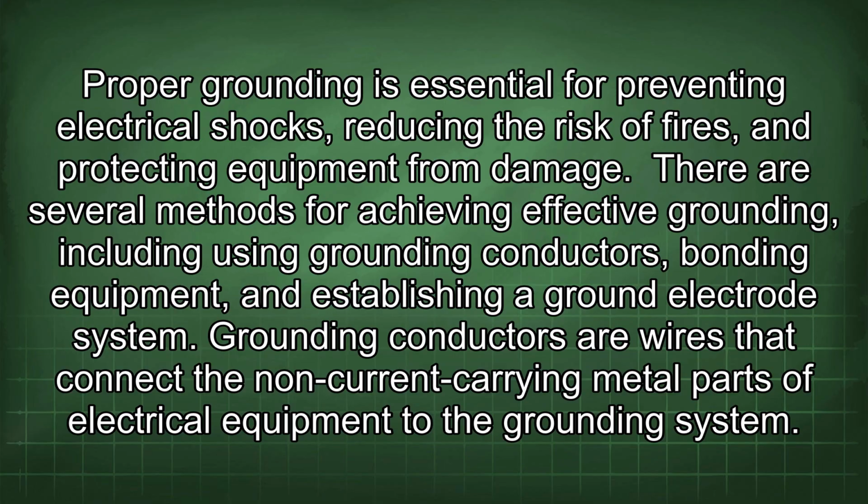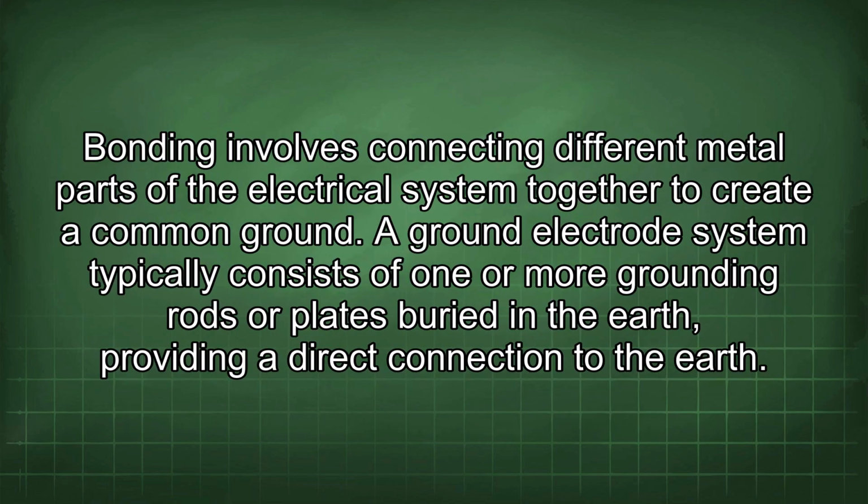There are several methods for achieving effective grounding, including using grounding conductors, bonding equipment, and establishing a ground electrode system. Grounding conductors are wires that connect the non-current carrying metal parts of electrical equipment to the grounding system. Bonding involves connecting different metal parts of the electrical system together to create a common ground. A ground electrode system typically consists of one or more grounding rods or plates buried in the earth, providing a direct connection to the earth.